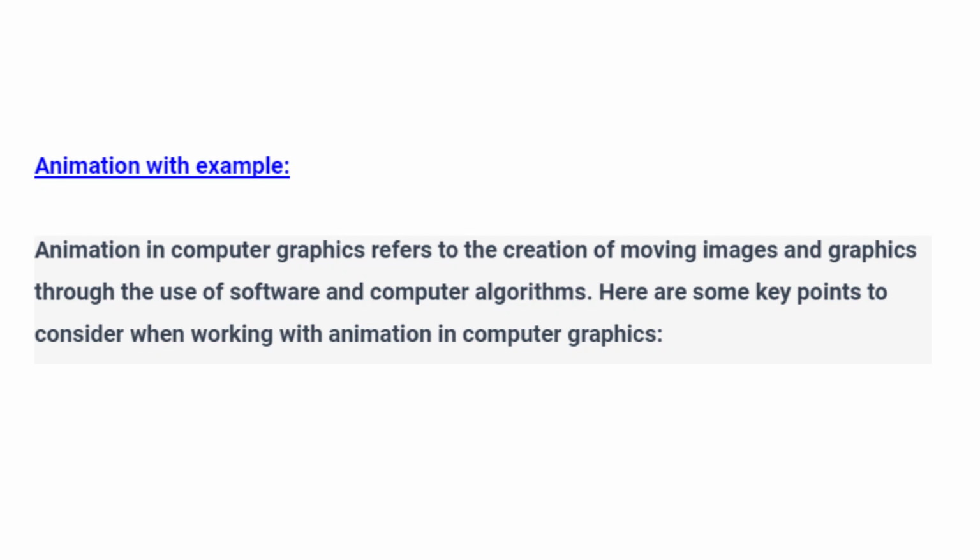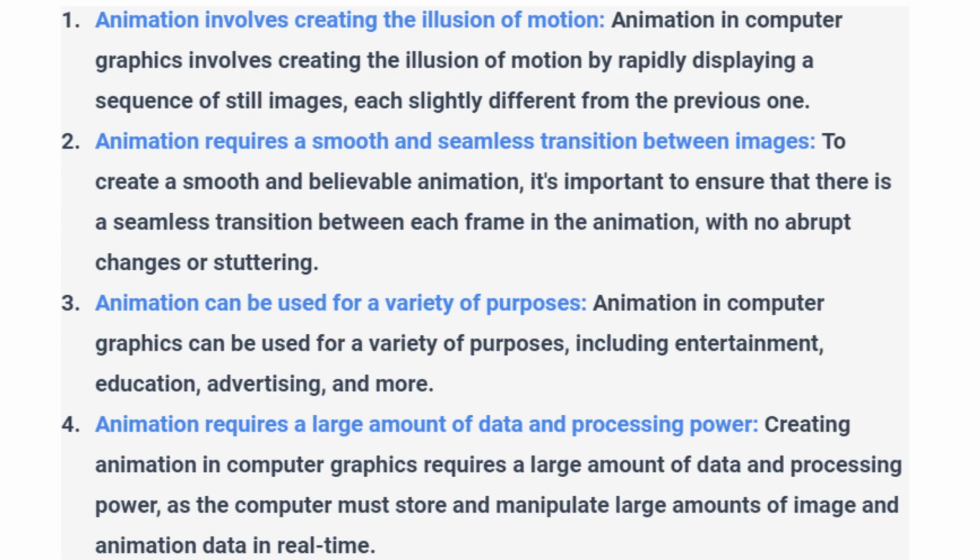Animation with example. Animation in computer graphics refers to the creation of moving images and graphics through the use of software and computer algorithms. Here are some key points to consider when working with animation in computer graphics. Animation involves creating the illusion of motion.